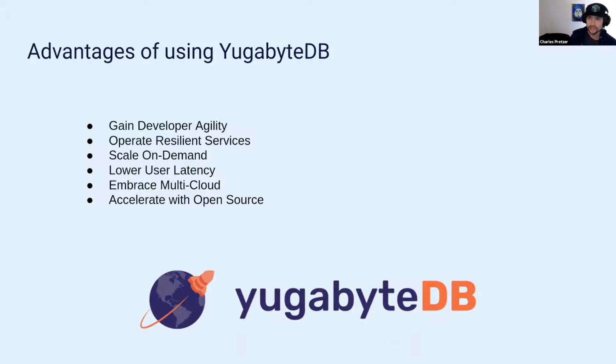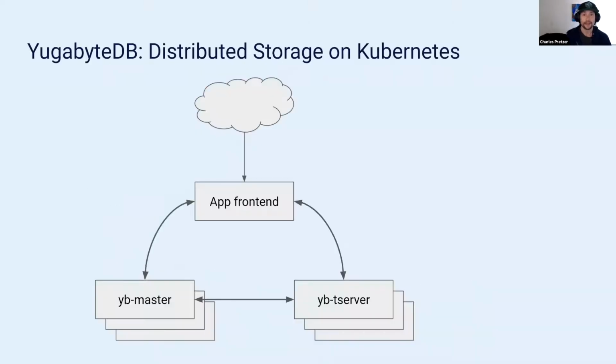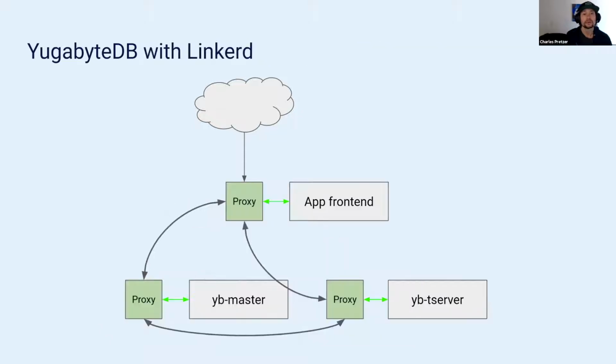Let's start to dive into what that looks like in practice. What we're going to end up building by the end of this talk is what we see here. So if we take a look at the original architecture, distributed storage, we have our app front end that's communicating directly with replicas of the master and T server databases. When we look at adding a service mesh to this, Linkerd specifically, what is happening is these instances are no longer communicating directly with each other. They're communicating through these proxies. And that's really the power of the service mesh. It is tying all of these services together.